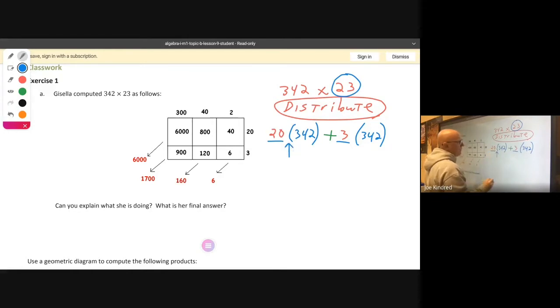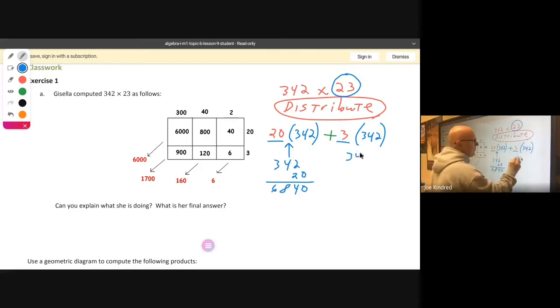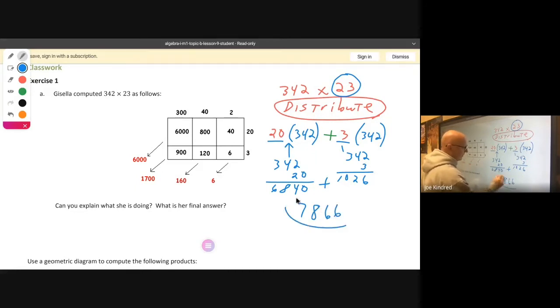And so over here, if I multiply, this sort of requires me to do some mental work. So 342 times 20, well, I know that's 0, and that's 4, and that's 8, and that's 6. And over here, again, I'm going to take 342 times 3, 6, and that's a 12, carry the 1, and that's this. And then if I add those numbers together, I get 7, 8, 6, and 6. The same number.